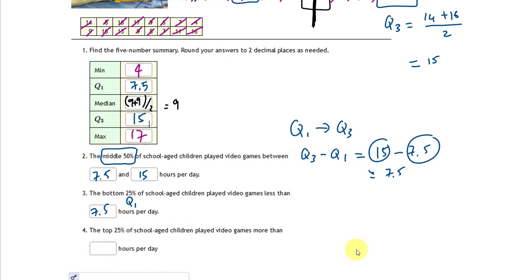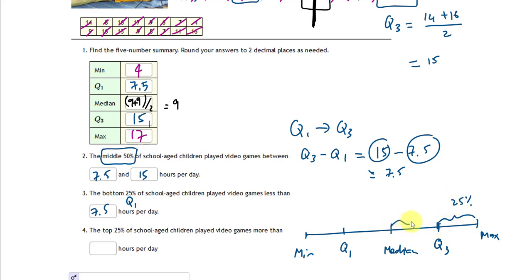25% is just, so imagine this is the number line, right? This is the min, this is the max, this is the median, this is Q1, this is Q3. When they ask you the top 25%, remember each section has 25%. So from here, this is 25%. Again, this is 25%. This is 25%. And this is 25%. They ask you for the top 25%, so the top portion right here. It's from Q3 and above. So Q3 is 15, so 15 hours per day.